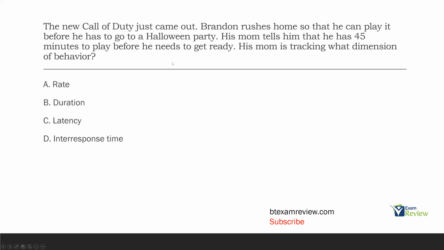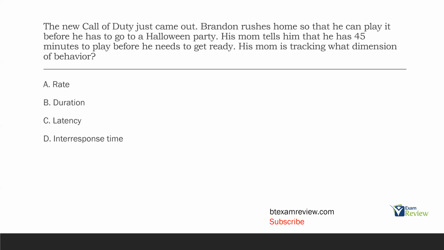The new Call of Duty just came out. Brandon rushes home so that he can play it before he has to go to a Halloween party. His mom tells him that he has 45 minutes to play before he needs to get ready. His mom is tracking what dimension of behavior? Okay, pretty easy question. Basic continuous measurement question, right?